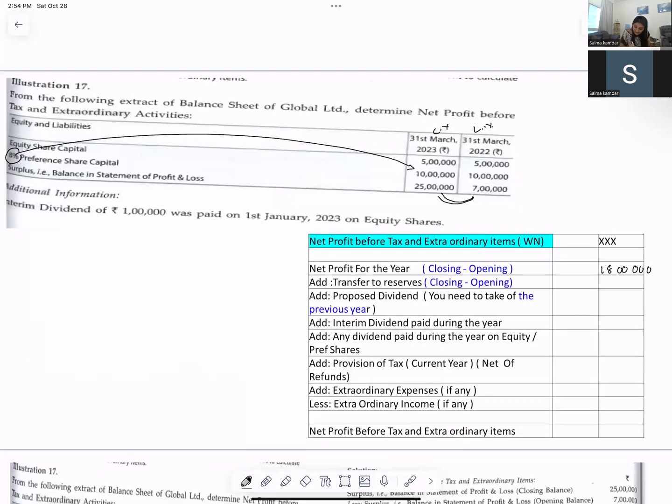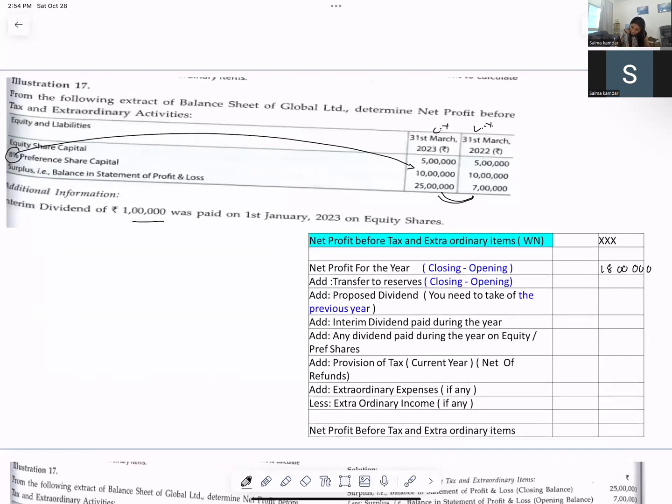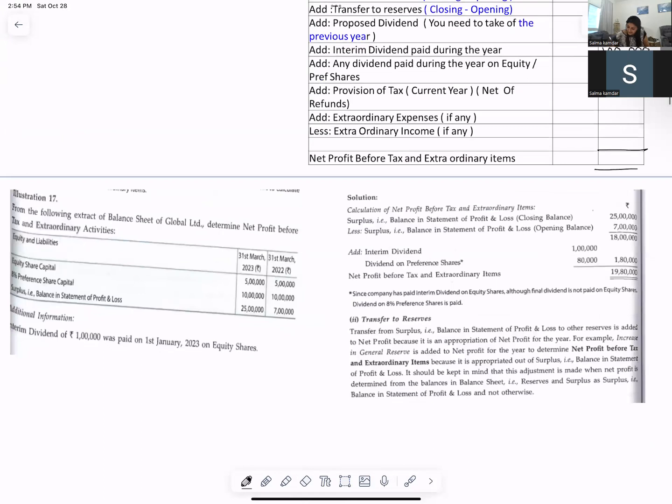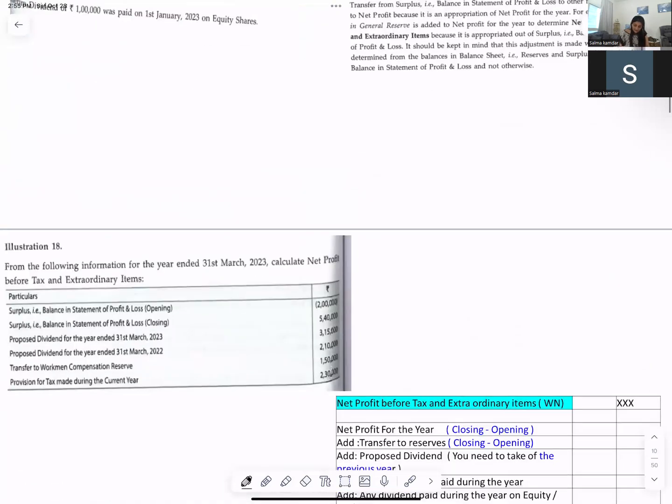Then you have an interim dividend of 100,000. So you will add interim dividend of 100,000. No information of proposed dividend, but you have information of preference dividend 8%. So it is 80,000. So your net profit before tax and extraordinary items would become 19 lakh 80,000. Dividend on preference shares is given even if it is not mentioned in the question. Okay. Now we'll see over here.